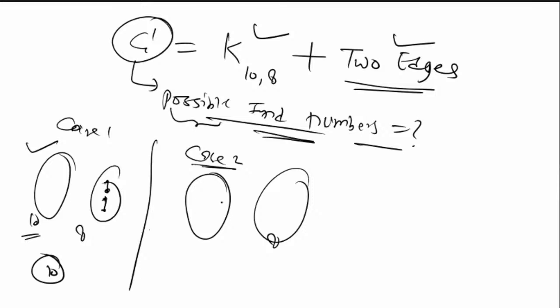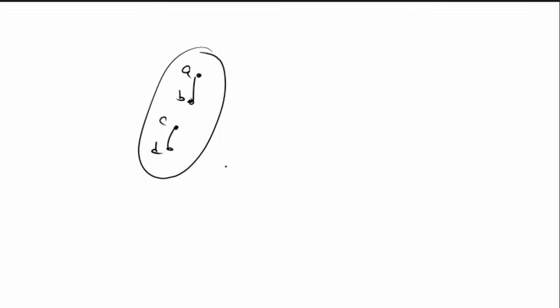But again there are two cases. One case is, in the bigger part, if they are adding two edges, then they can do it like this: AB they are adding an edge, and CD they are adding an edge. So this is one possible case. Here we have 10 vertices, here we have 8 vertices. So this AB edge, this CD edge, two edges we are adding.